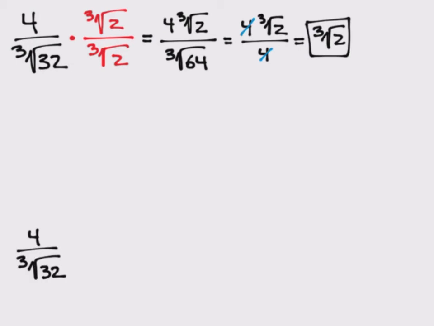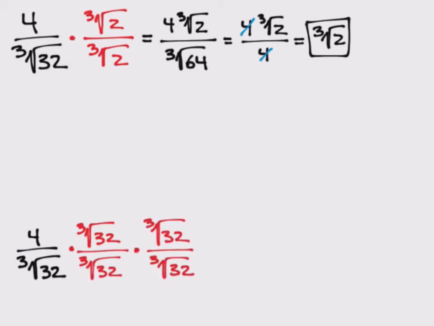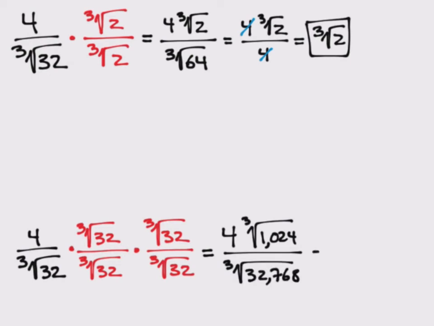Now can you imagine trying to rationalize this denominator by multiplying this fraction by the third root of 32 over the third root of 32 2 times? Then we'd end up with 4 times the third root of 1024 over the third root of 32,768? Well, at least we know the denominator would be 32. But the third root of 1024, I have no idea how to simplify that. It'd take me forever. And look how much more efficient this top way would have been.